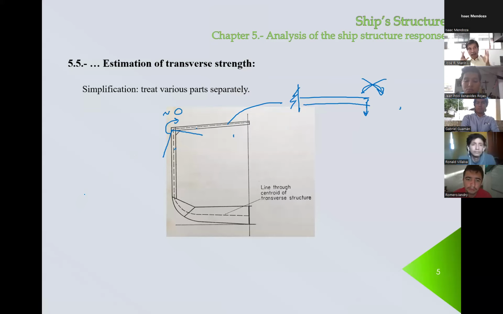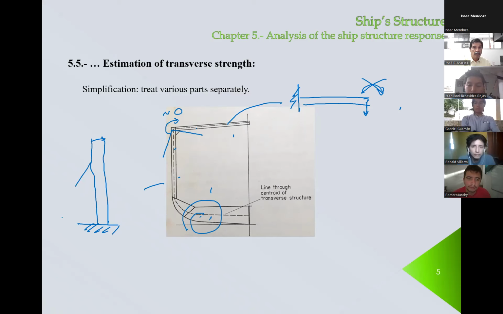So if we could assume something, for example, on the side, you see that this is much stronger than this thing here. Definitely. So in this case, what we could do is we can take this element and clamp it here. We'll go on. We have the loading. What we could do is consider, for example, a simple support.